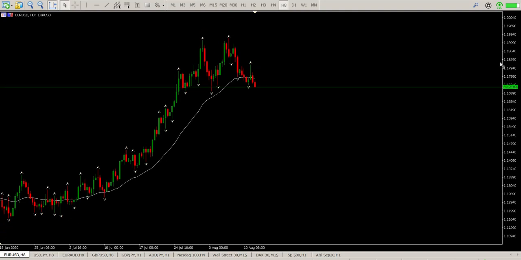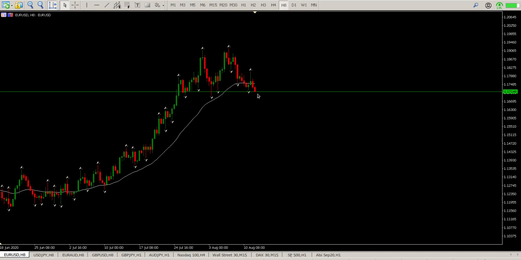So starting off with Euro USD, we're still pretty much going nowhere, still very much sideways inside this range at the moment. I'm very curious to see what's going to transpire at the bottom of this range.